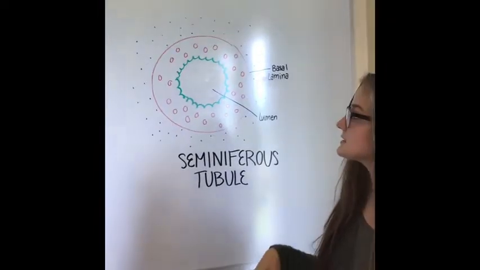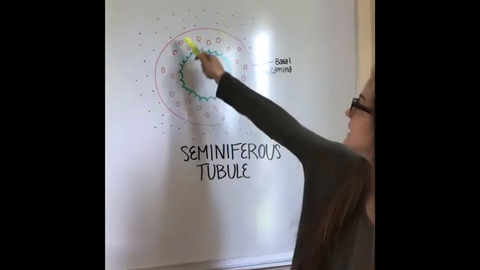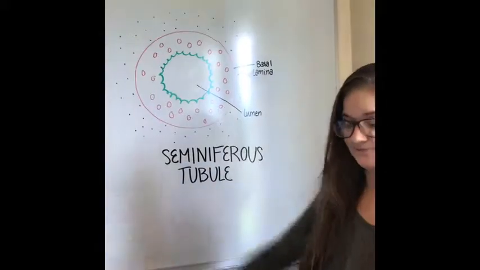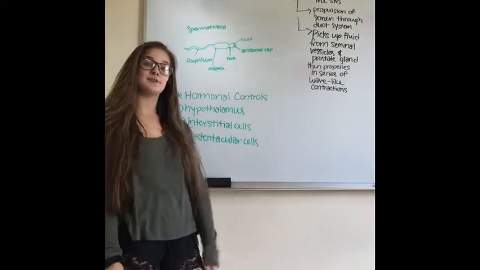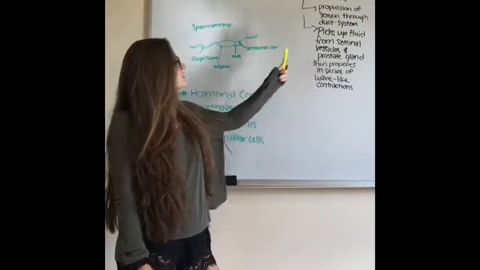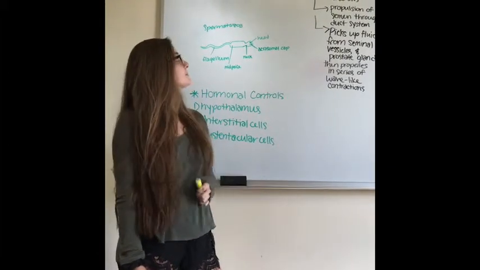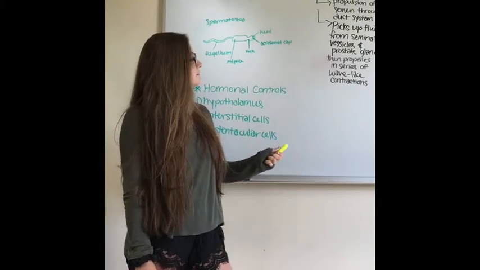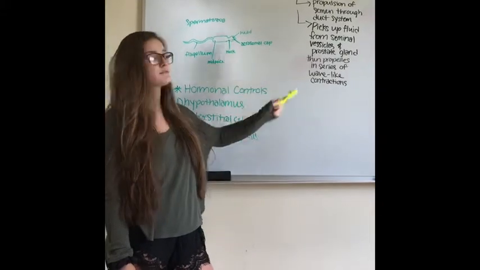Sperm are the opposite of most cells, in which they develop on the outer edge and they move inwards as they mature towards the lumen. Now we're going to move on to the erection process, also known as ejaculation. It's controlled by the sympathetic nervous system. It's defined as the propulsion of semen through the duct system. It picks up fluid from the seminal vesicles and the prostate gland, then propels it in a series of rhythmic wave-like contractions.